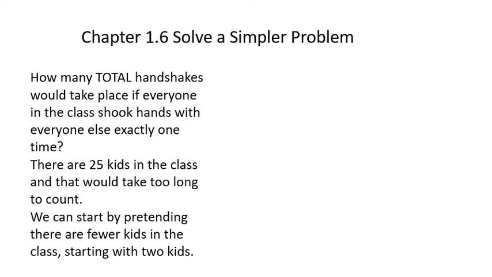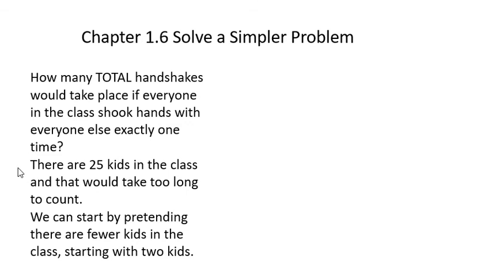Solving a more complicated problem by solving a simpler problem first. I'm going to read you this somewhat involved and complicated problem, and we're going to see how we can make it simpler to solve it. The question is, how many total handshakes would take place if everyone in the class shook hands with everyone else exactly one time? There are 25 kids in this class, and that would take too long to count.